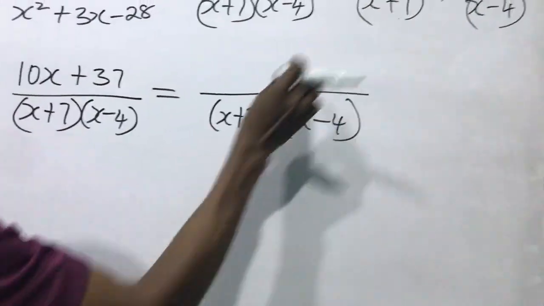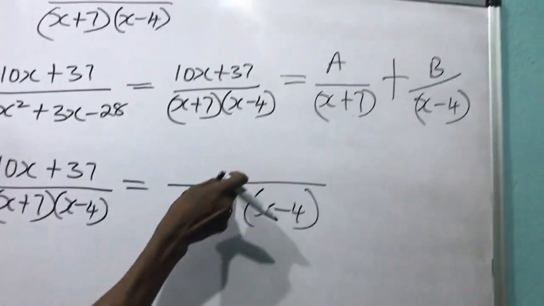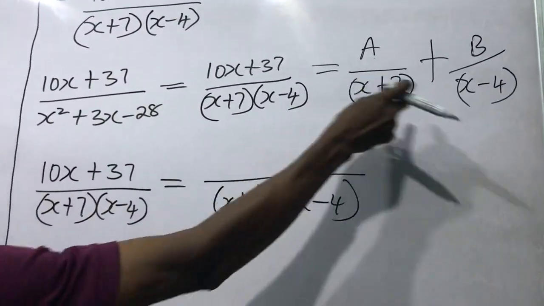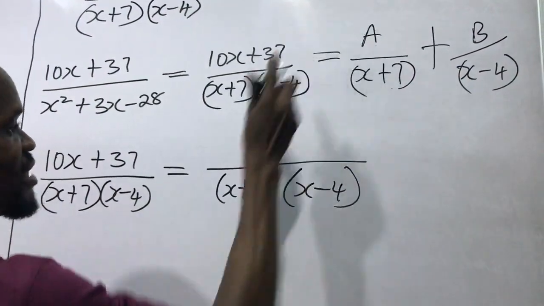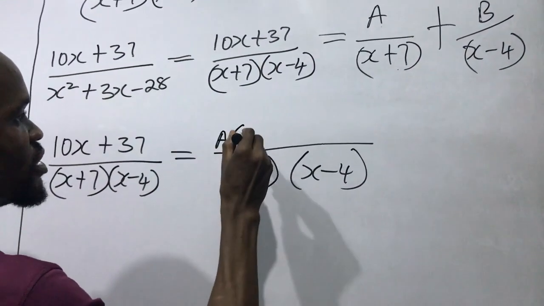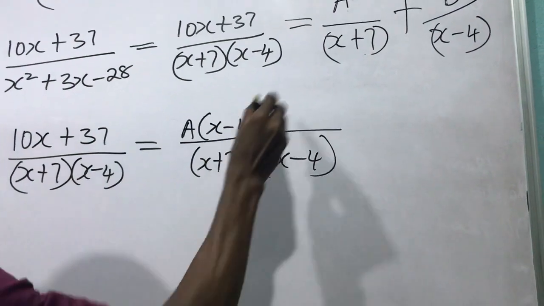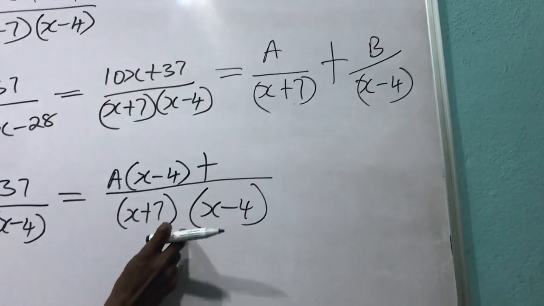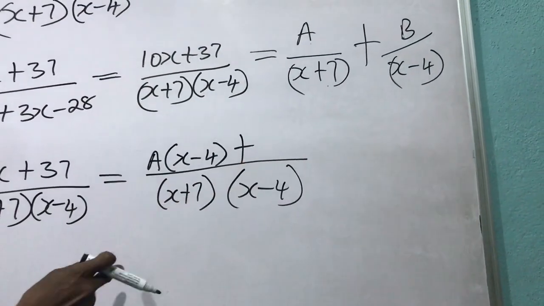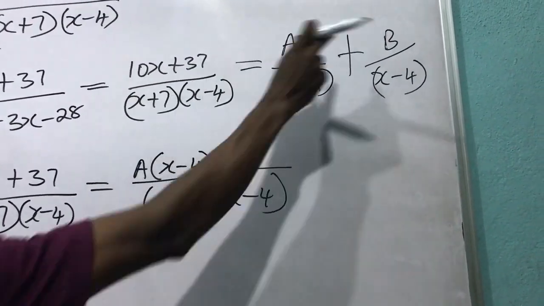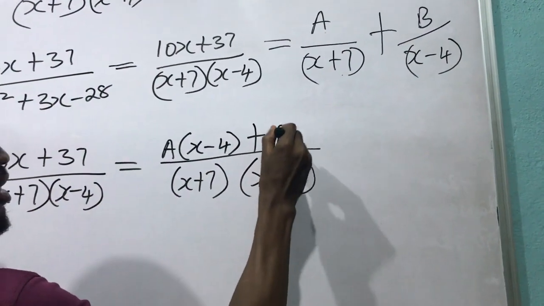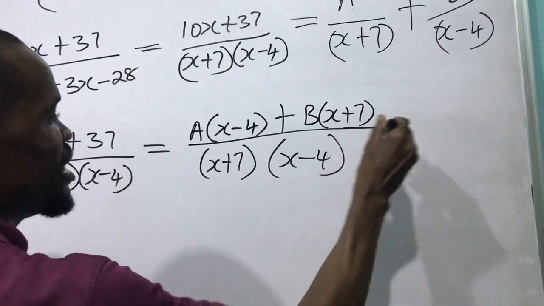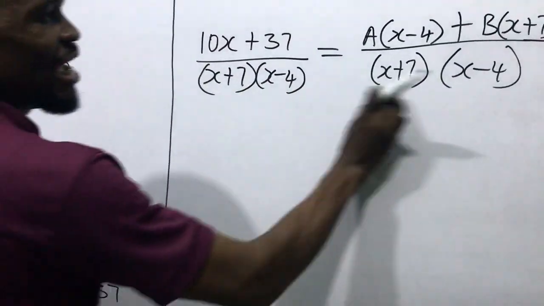Then this divides this. What is it going to do? It will kill itself. Are you following? This divides this, it will destroy itself, leaving me with this. Then this times A, I will have A into x minus 4. Then my plus is over there. Then this will come and divide this, and when it divides this, it will destroy itself, leaving me with this. This times B will give me B into x plus 7.